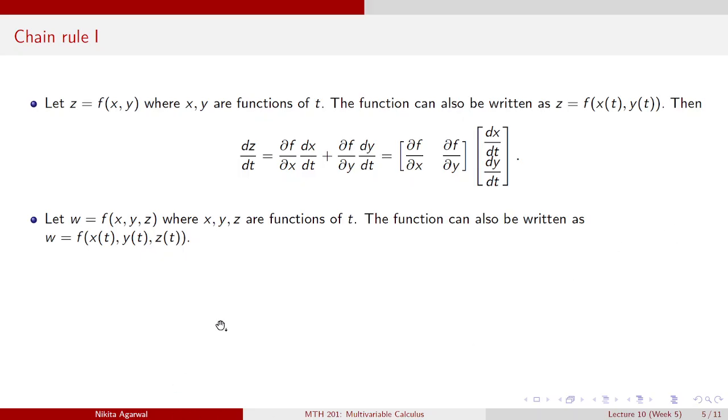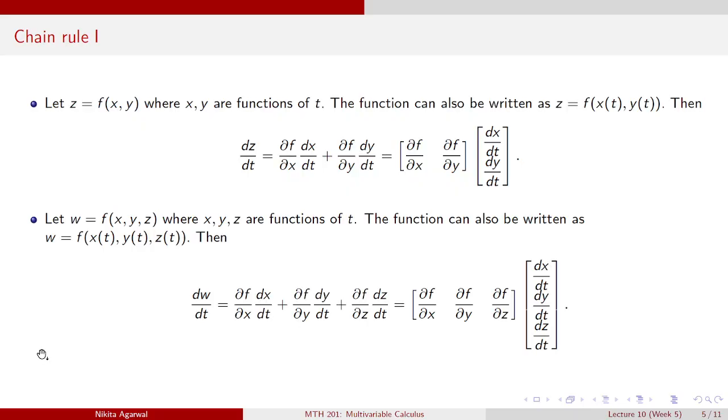Now, let us extend this idea to functions of three variables. If w is a function of x, y, z and x, y, z are functions of t, then w would be f of x(t), y(t), z(t). Following the same rule, you will have three terms because now f is a function of three variables. So dw/dt will be partial f with respect to x times x'(t) or dx/dt, plus partial of f with respect to y times dy/dt, plus partial of f with respect to z times dz/dt. Now this can be written in matrix form.